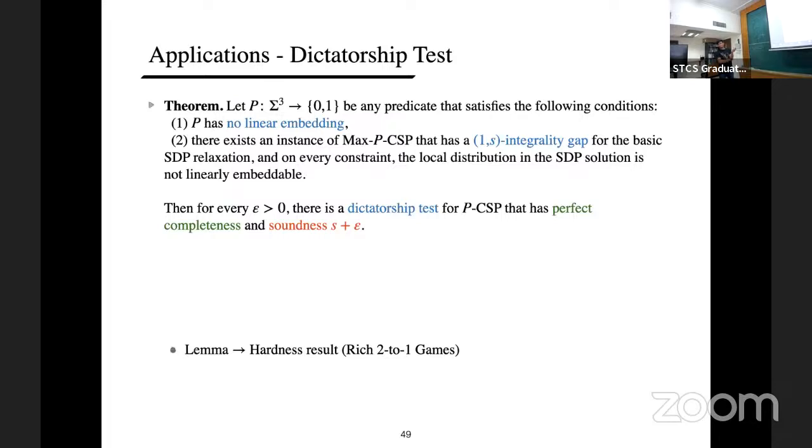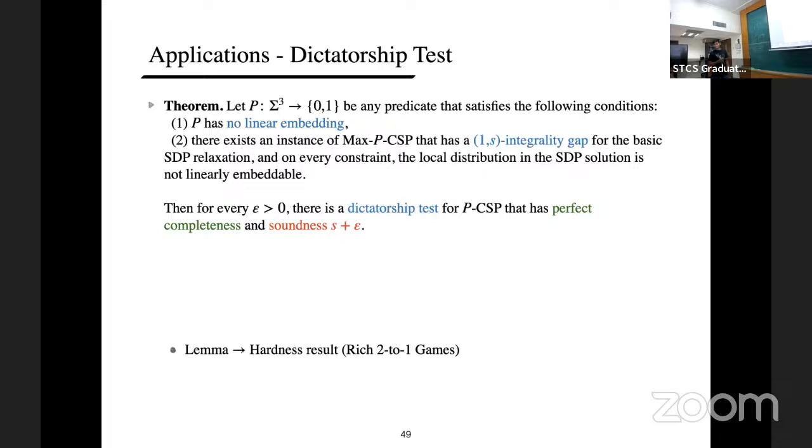Yes, we require the local distribution also. We want the support of every local distribution to be not linear, because the way you sample the queries to the dictatorship test is by local distribution. I won't go into that at length. But any question on this mainly?